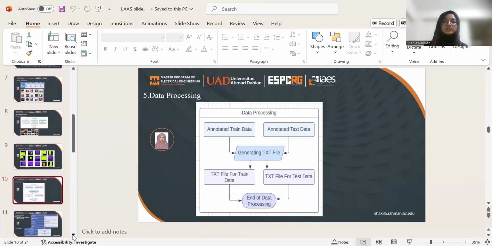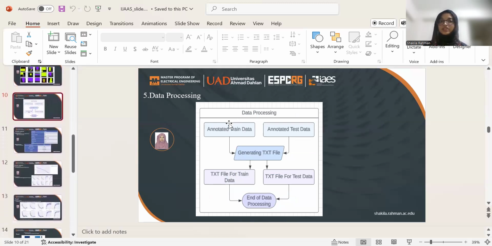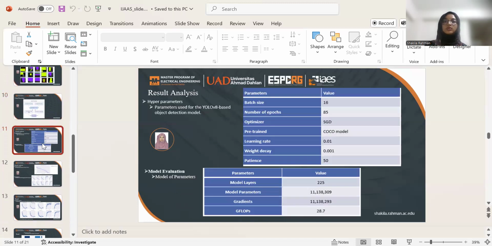Now, for data pre-processing, we have considered the annotated train data and annotated test data, which generated some text data. So both train and test data are fit for data processing. Now for result analysis, we have analyzed some hyperparameters and some model evaluation parameters.